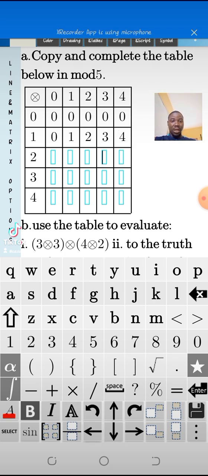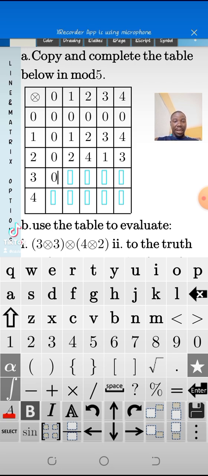Then let's look at 2 multiplying the elements in the first row now. So 2 multiplied by 0 is 0. 2 multiplied by 1 is 2. 2 multiplied by 2 is 4, okay? And then 2 multiplied by 3 is 6 normally, but 6 in mod 5 is just 1. You divide the 6 by 5 and then pick the remainder, which is 1. And then 2 multiplied by 4 is 8 normally, but in mod 5, that is 3, because 5 into 8 is 1 remainder 3.